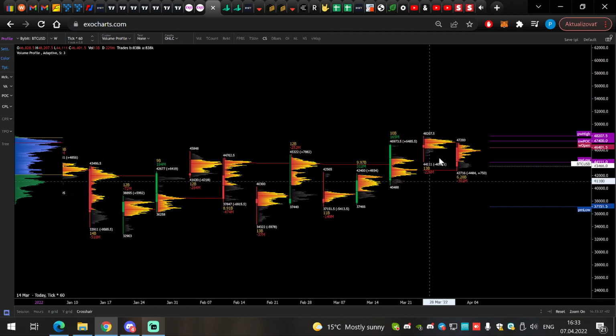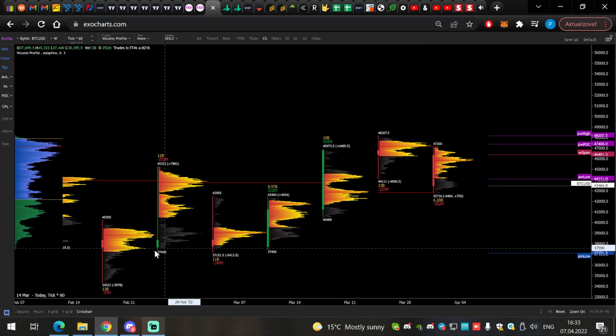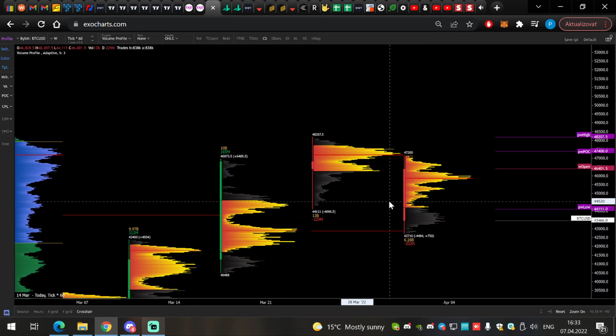They were pretty obvious, because below us there is not so much naked liquidity. Everything was traded and backtested.